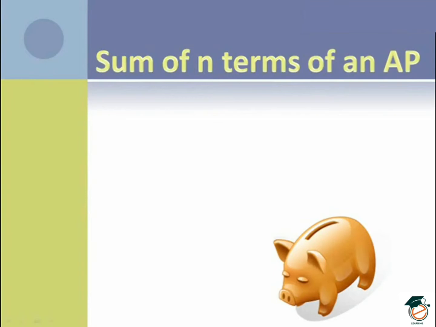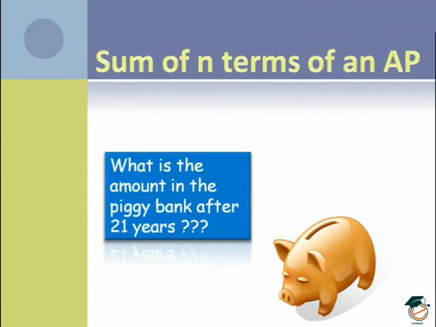Let us say that we have a piggy bank and every year we are putting some money into it. If in the first year we have put 100 rupees, in the second year we put 150 rupees, in the third year we put 200, in the fourth 250, in the fifth year we put 300, and so on. Now if I ask you, after 21 years, what is the amount in the piggy bank? So what would be your answer? What is the total amount that is collected in this piggy bank after 21 years? Simply you are going to add 100 plus 150 plus 200 plus 250 and so on up to the 21 terms.